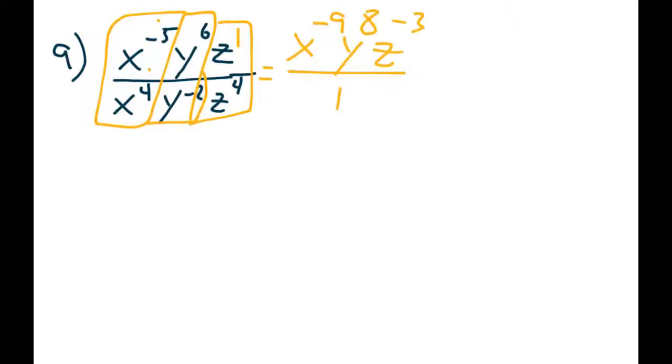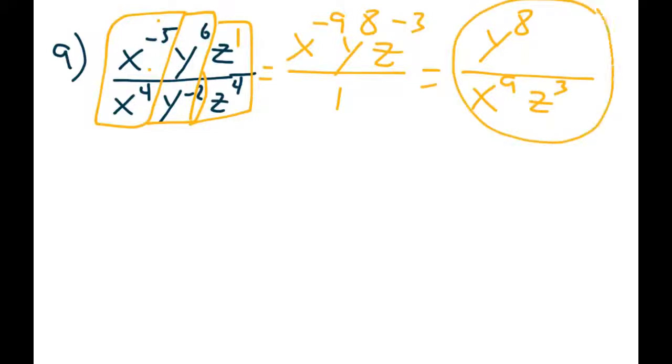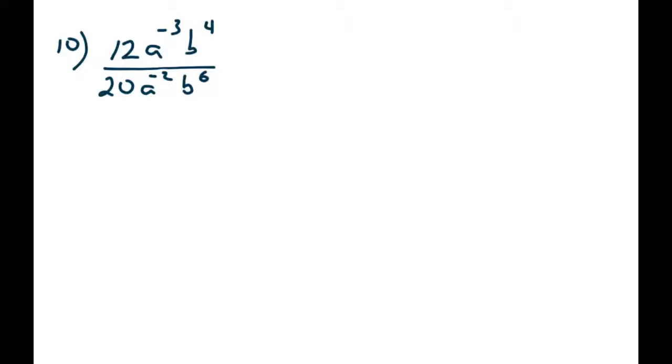All that's over 1. Get rid of my negative exponents. X to the negative 9th will come into the denominator, be x to the positive 9th. Y to the 8th, I can just stay in the numerator because it's positive, I don't have to move it. And then z to the negative third goes into the denominator, is z to the positive third. Yep. No big deal. Just like the other problem, just has a few more factors, a few more variables here.